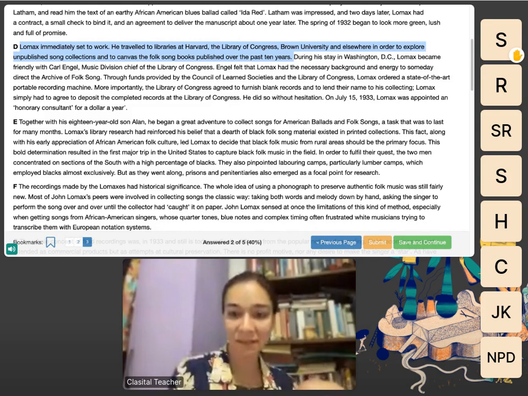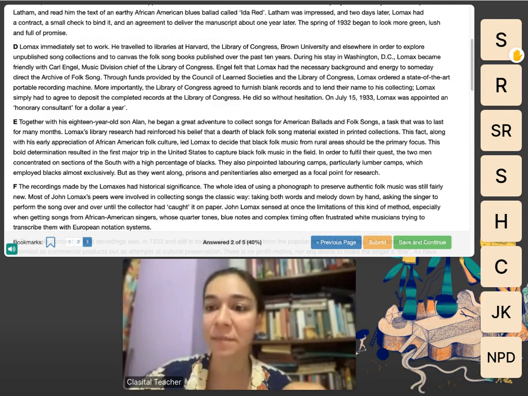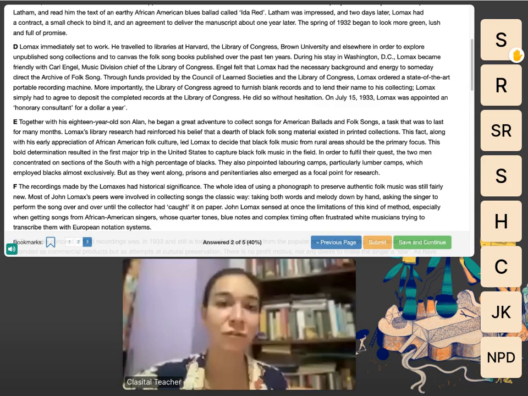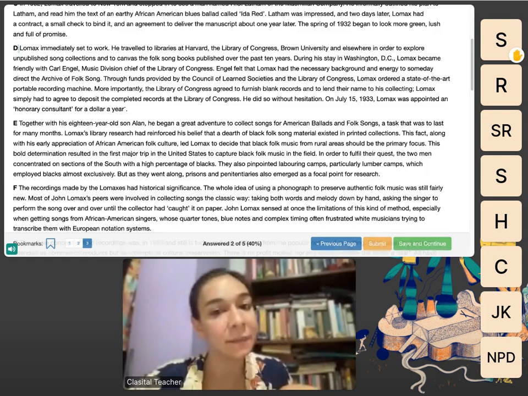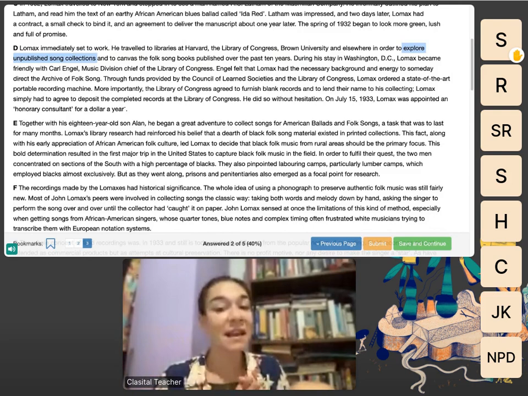Because in paragraph D, it says, immediately set to work. So this is my keywords. Actually my summary begins in paragraph D. In order to explore unpublished song collections. So if they are unpublished, it means they are not in books.